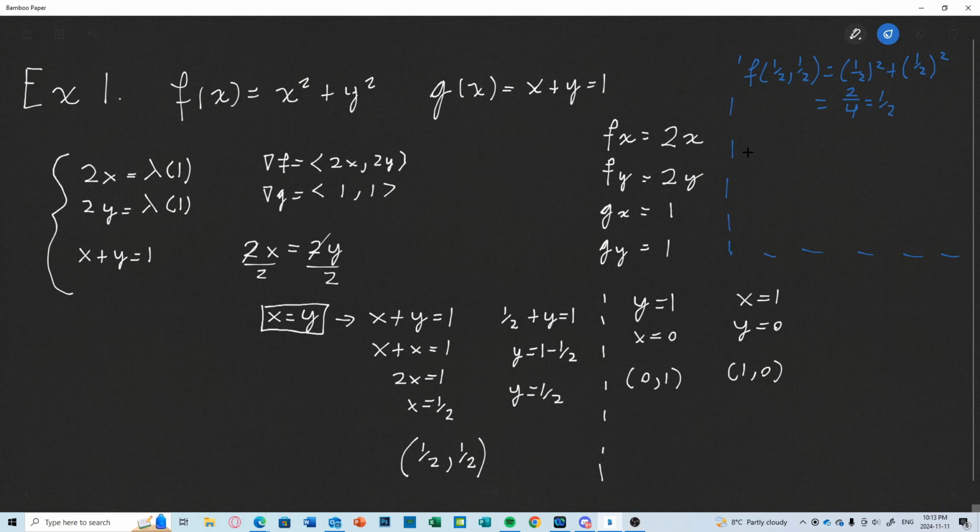Now f of 0, 1 gets us 0 squared plus 1 squared, giving us a value of 1. And the same for f of 1, 0, which gets us 1 squared plus 0 squared, which gives us 1. This means our maximum points, since the values are the highest, are at 0, 1 and 1, 0, so our maximum is at our endpoints, and our minimum is at the point 1/2, 1/2.